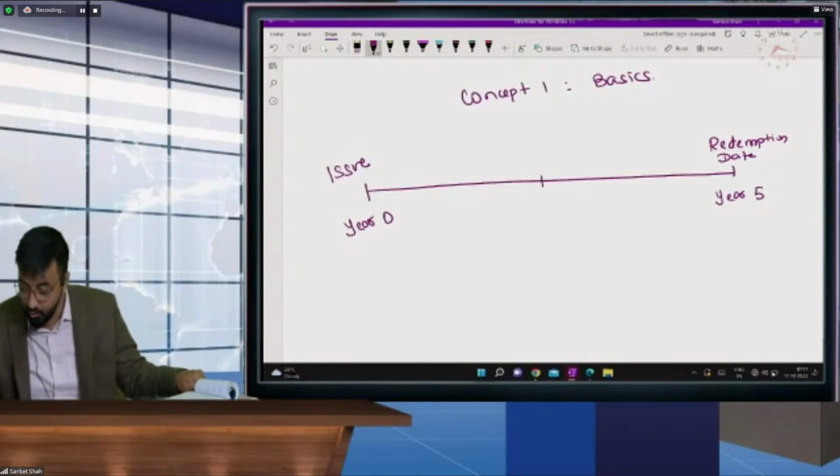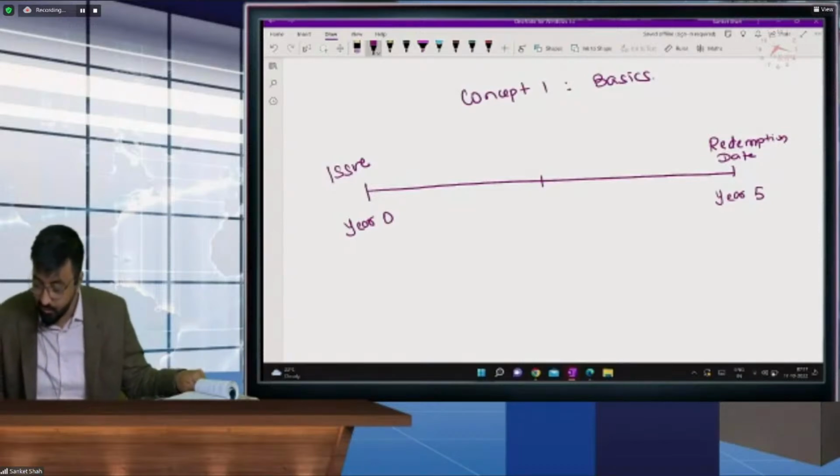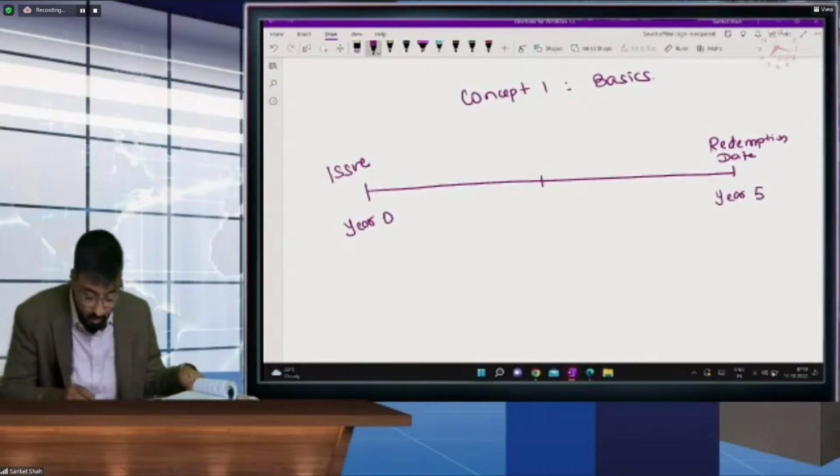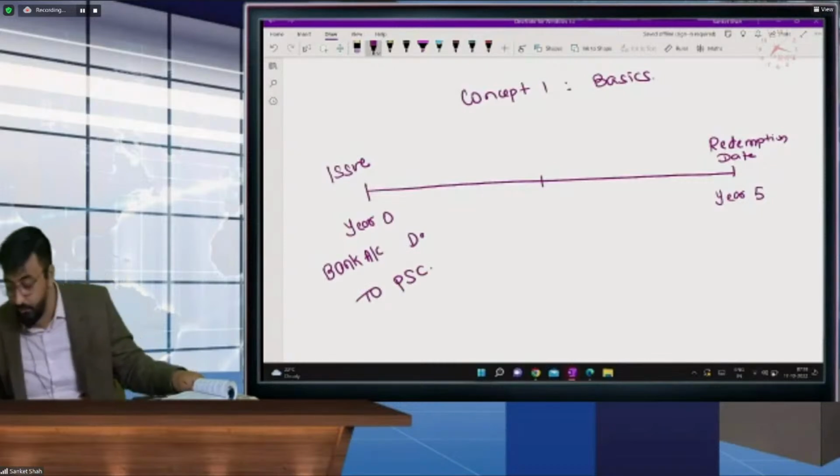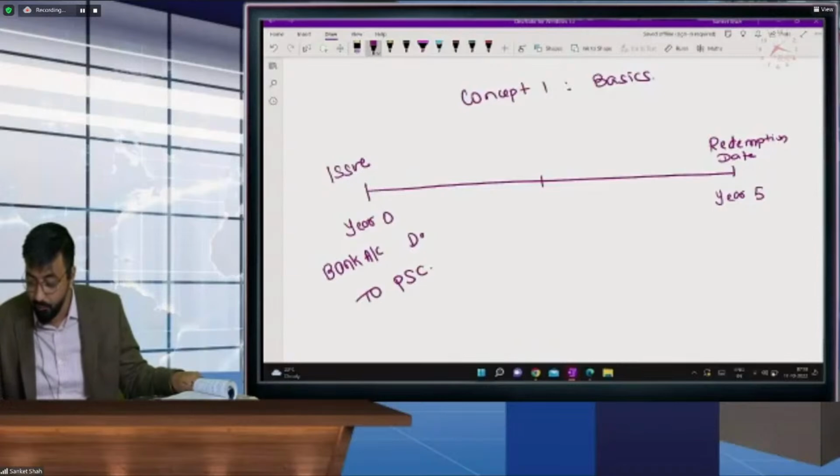Okay, very good. Who answered very fast? Harshit Jaiswal from CRO and SRO. Harini, beta, very good. So on the date of issue, what is the entry? Bank account debit to preference share capital. Very good. Bank account debit to preference share capital.